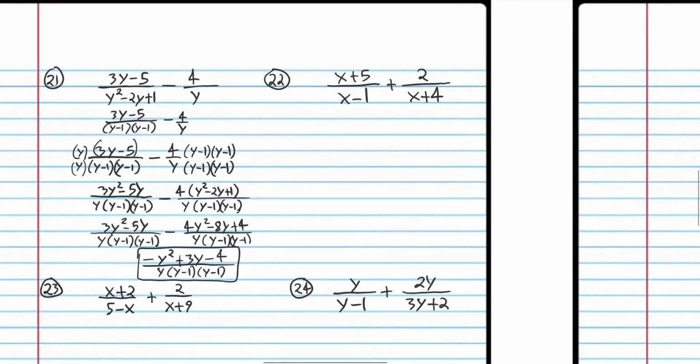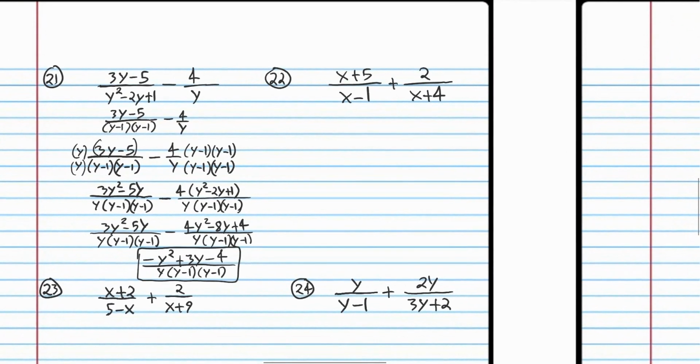Now 22, something different is going to happen. We have more math to worry about here. So let's go ahead and try it. So we cannot factor anything.